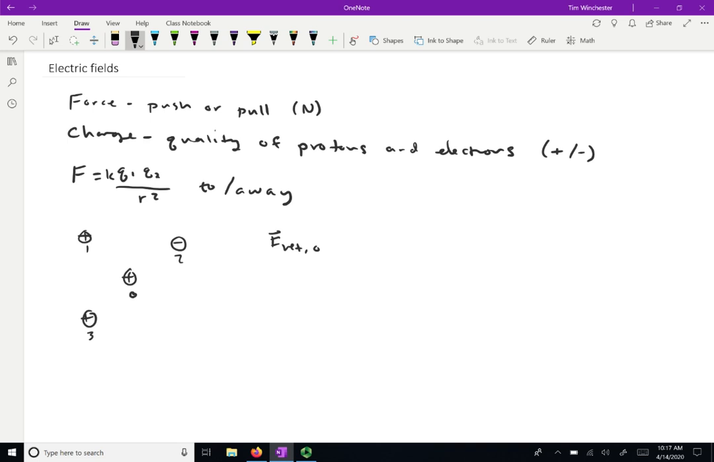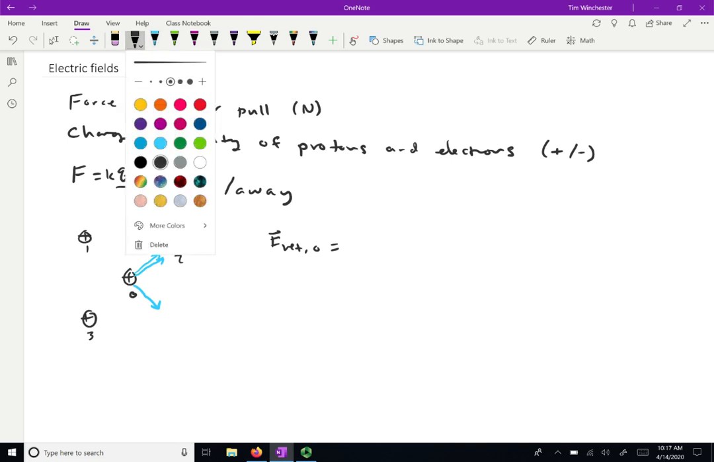To do that, we have to consider the forces from each other charge. For instance, charge 1 is going to exert a force on charge 0 this way. It'll be a repulsive force. Charge 2 is going to exert a force in this direction. That'll be an attractive force. Charge 3 is going to exert a force in that direction. That's going to be a repulsive force, and so on. So we just consider them one at a time and add those all up.